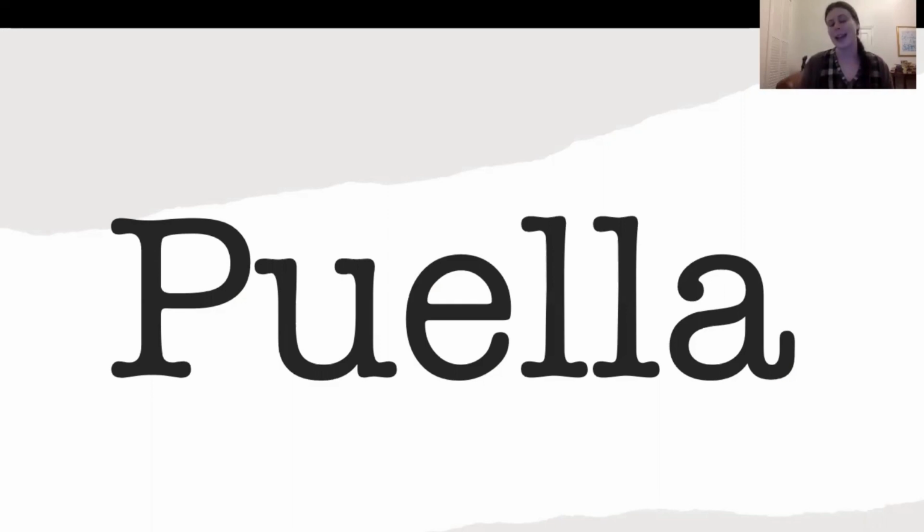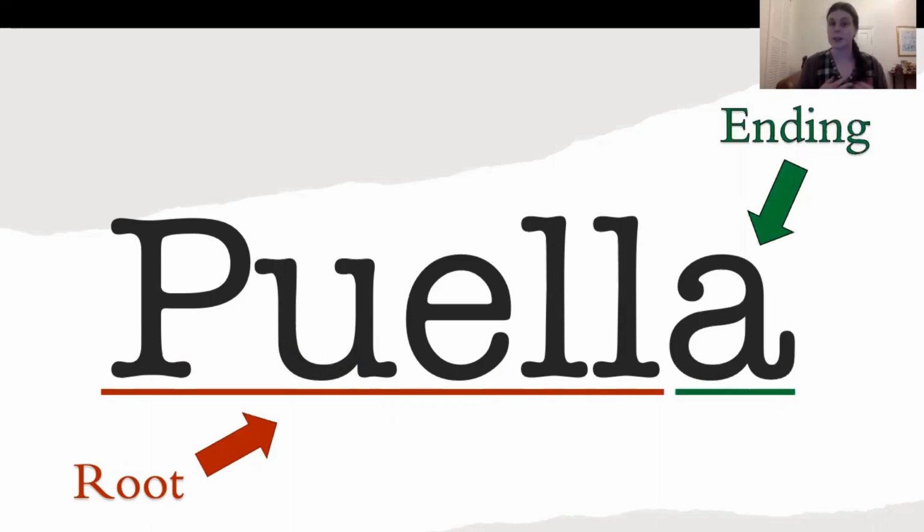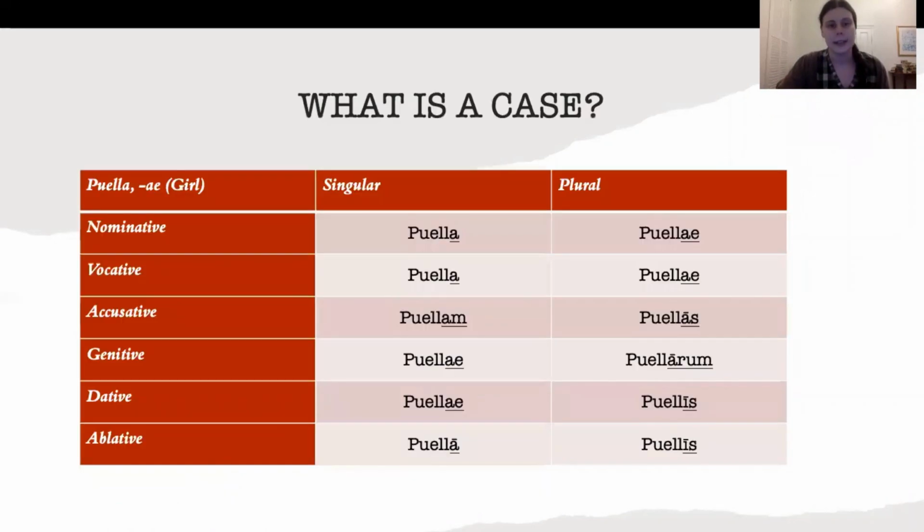So all Latin nouns can be split into two separate parts, right? We've got the root, which is the part of the noun that doesn't change, and then we've got the ending, which is the part of the word that does change, and that's the part that tells us how the noun is functioning in a sentence. So let's have a look at this. This is a table of cases, right? More specifically, it's a table of the first declension feminine nouns. So we can have a look at this. Puella, puella, puellam, puellae, puellae, puella, puellae, puellae, puellas, puellarum, puellis, puellis.